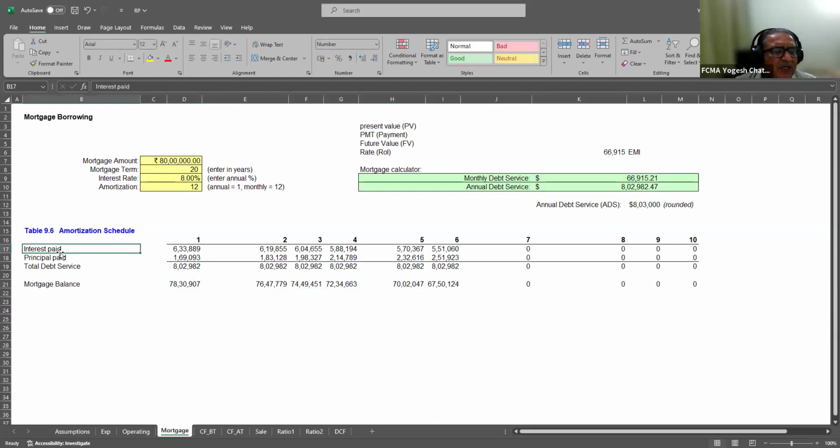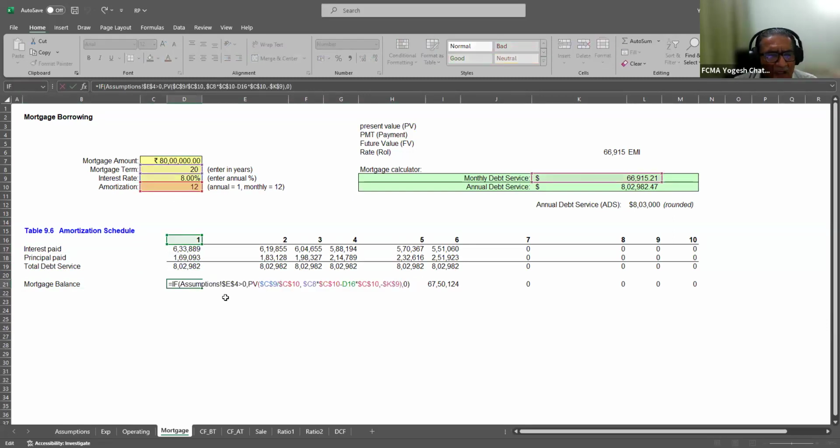So here what we have found is interest paid, principal paid, total debt service, that is a total of this, and the mortgage balance. So in the first year, 80 lakh minus what I have already paid, the present value of this amount, and based on that the mortgage balance is 7830 lakh.